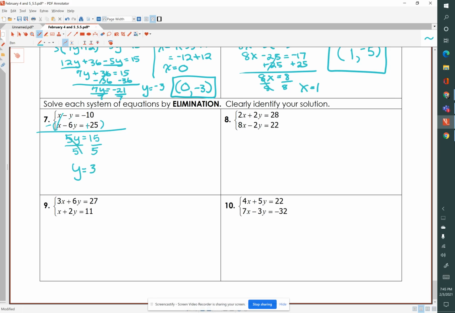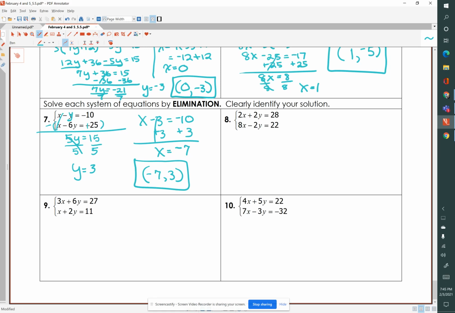I'll insert 3 for the y in the first equation. x minus 3 equals negative 10. Add 3 to both sides. And x equals negative 7. So my ordered pair is negative 7, 3.